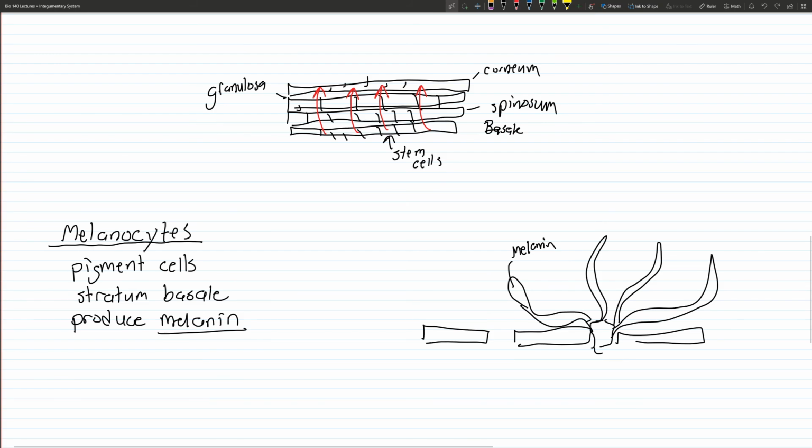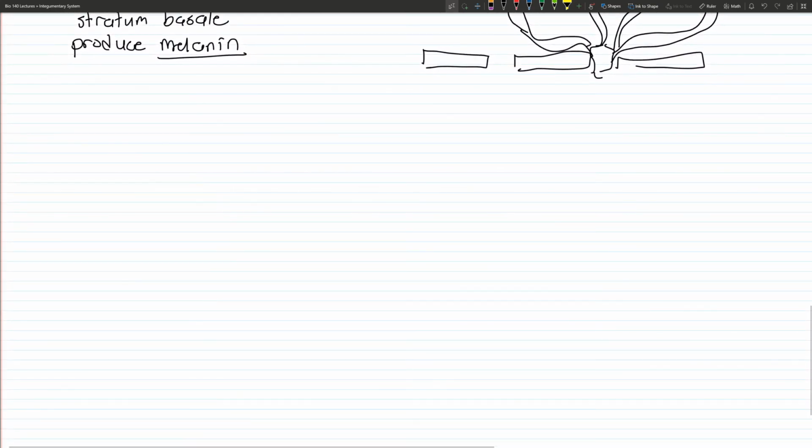Okay, so which brings us to the subject of skin color. We've already talked about melanocytes. Other things that will affect skin color, besides melanocytes, are heredity. Okay. So one thing that you should understand about melanocytes is everybody has the same number of melanocytes.